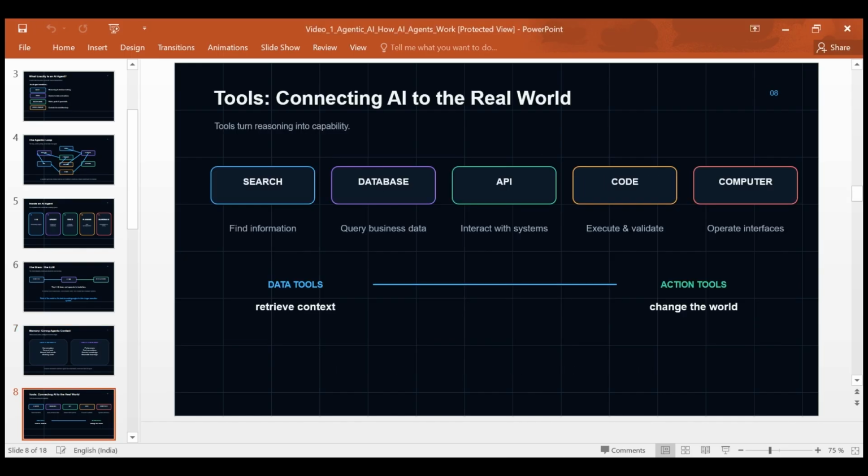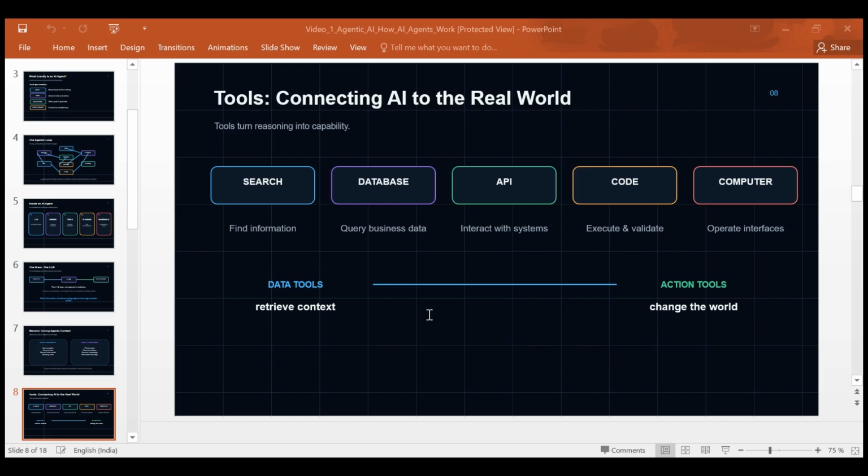So now let's discuss the tools connecting AI to the real world. A model can reason without action. A tool allows the system to actually perform that action. So this is where agentic AI becomes significantly more powerful.